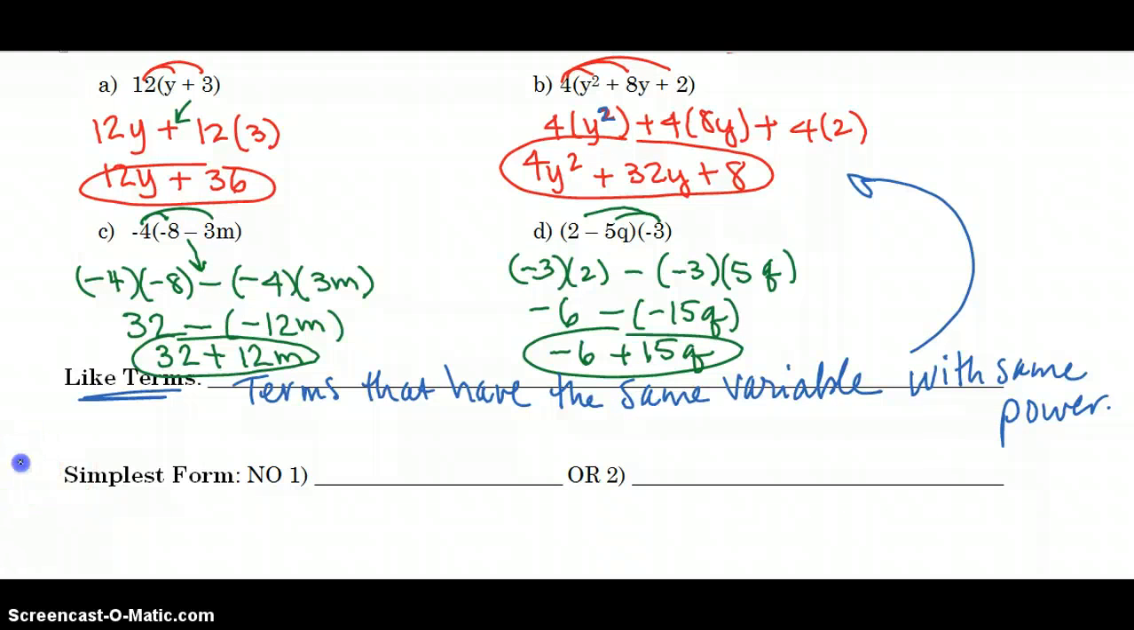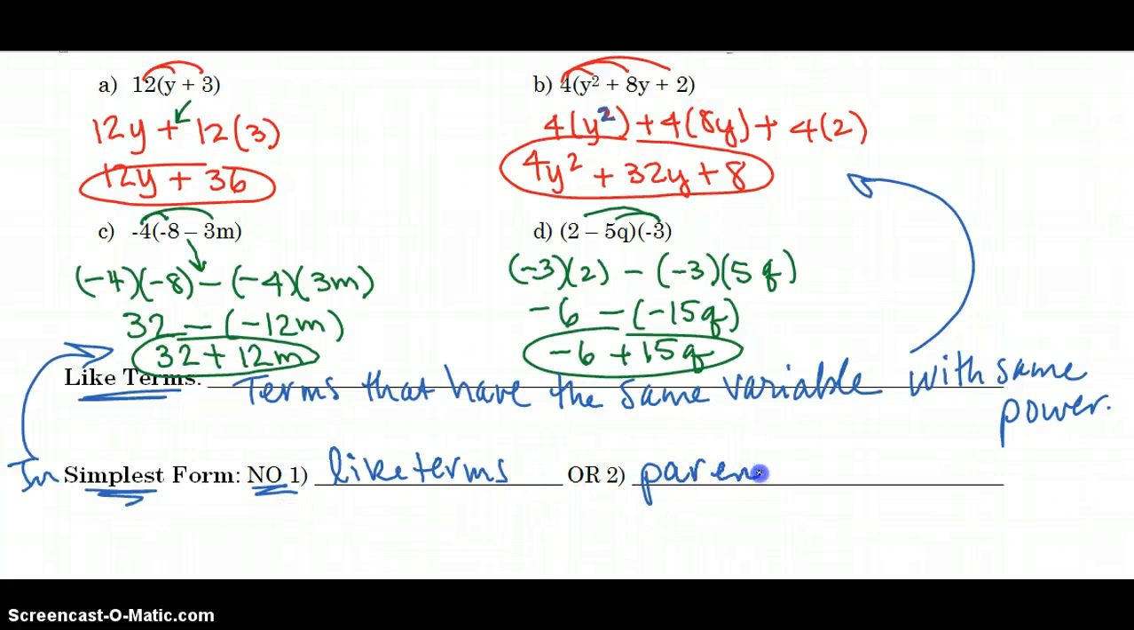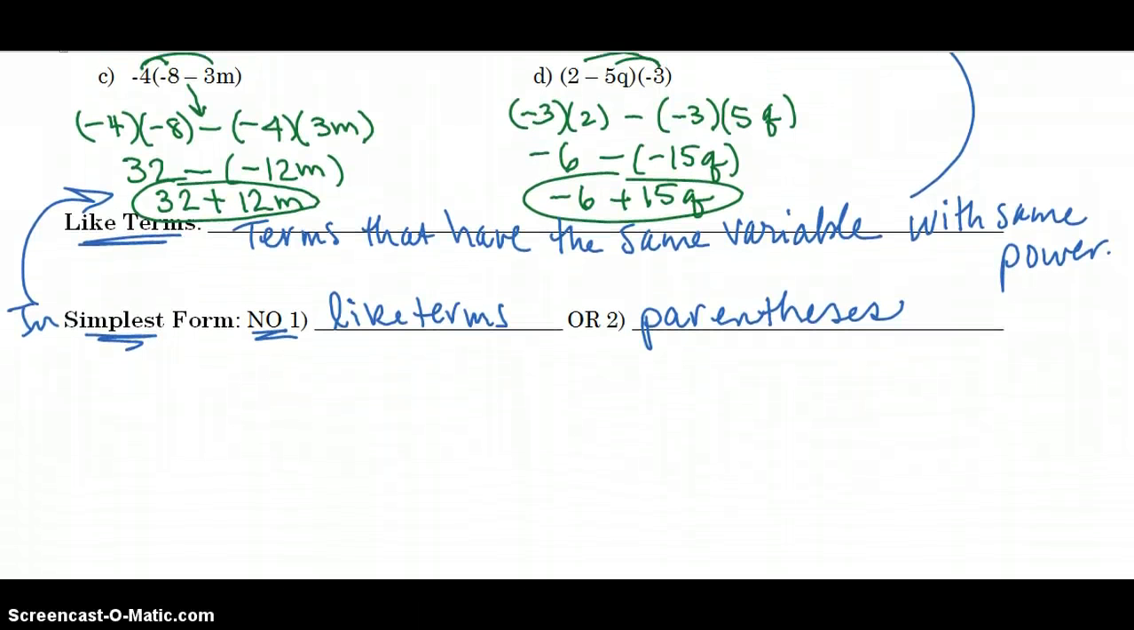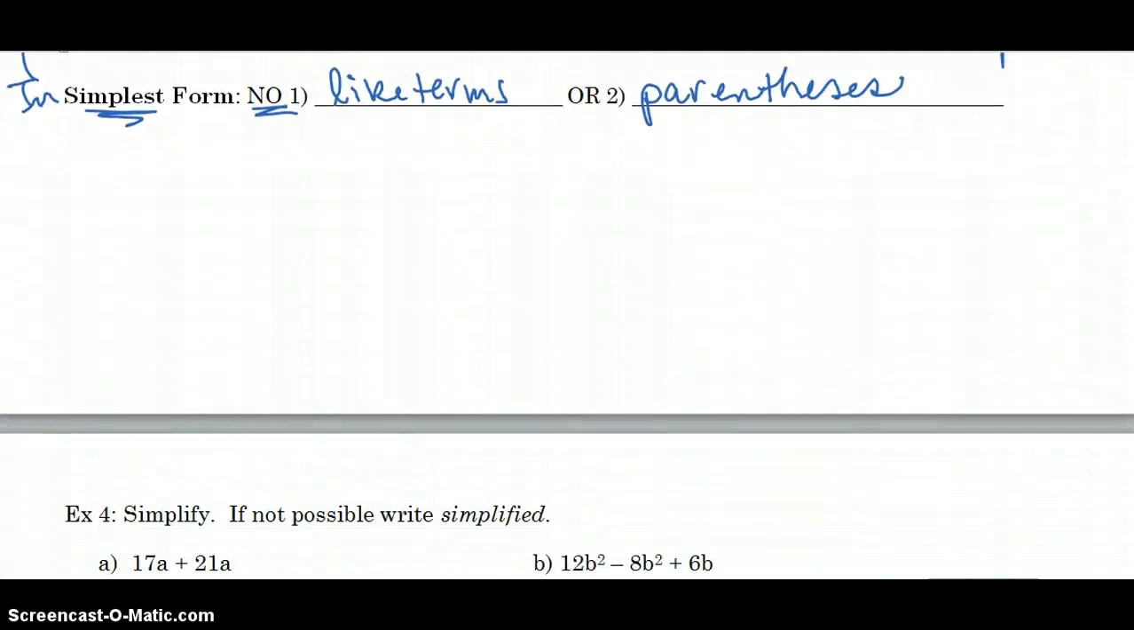Okay? If we're going to put something in simplest form, it's when there are no other like terms that can be added. So when it's in simplest form, like in this example, there are no other like terms, or parentheses. In other words, you've taken care of distributing everything and you've simplified the parentheses as far as they can go. So that's when something is in simplest form, when there are no more parentheses and there are no more like terms to add together or subtract.